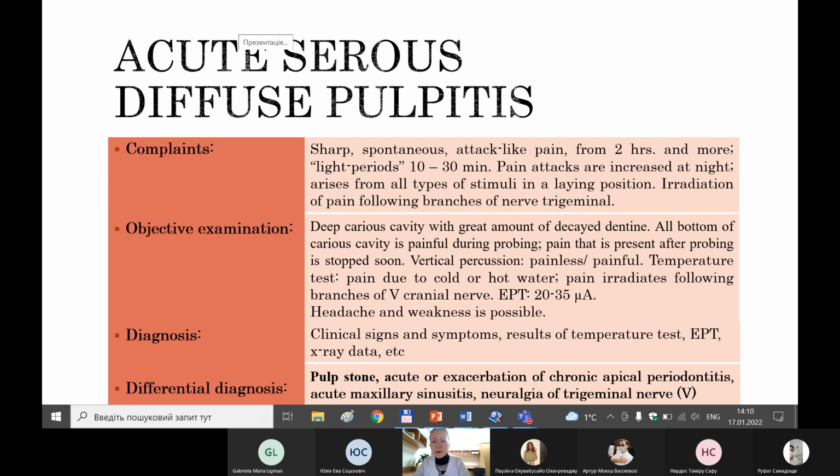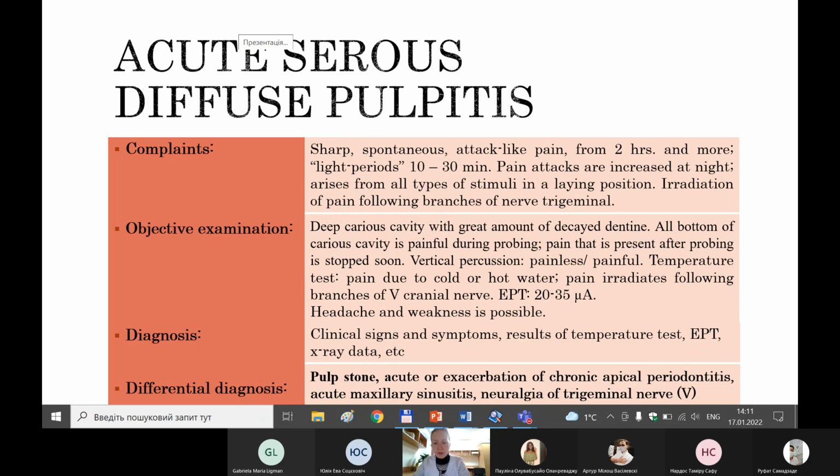Objective examination. Deep caries cavity with great amount of decayed dentine. All bottom of caries cavity is painful during probing. Pain that is present after probing stops soon. Vertical percussion can be painful, or in some cases can be painless. It depends on the patient and their personal response to pain sensitivity. Temperature test: usually pain due to cold or hot water. Pain irradiates following branches of the trigeminal nerve. Electric pulp test, 20-35 microamperes, decreased.